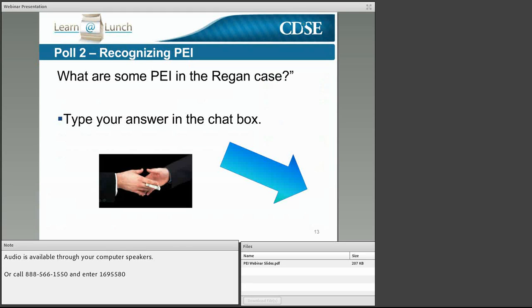Let's do a quick knowledge check on the PEI in the Regan case. Please enter your answer in the Q&A chat box. What are some of the PEI in the Regan case? Again, it looks like we have a really wide range of answers. So let's look at the identified PEI.